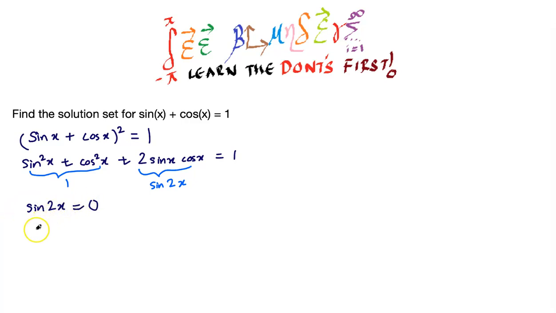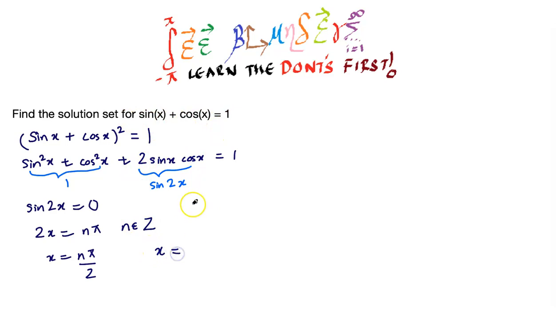Correct? And if the sine of something is 0, the something must be an integer multiple of pi, where n belongs to the set of all integers. So x is n pi by 2. Let's try, just as a check to make sure this is the right solution, let's try writing down different values of x for different values of n and see whether they satisfy the original equation.